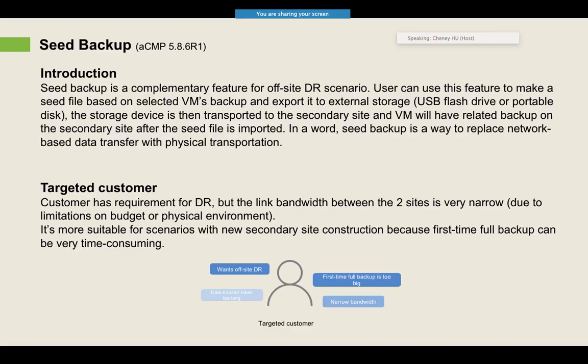So that is why we came up with this seed backup feature. With the seed backup feature, for the first backup transmission from primary to secondary side, you can use a portable drive or a USB flash drive. Just insert it into the primary aCloud cluster and export the first full backup data. After that, you just take a taxi or drive your car to the secondary side with the portable disk. And then after you arrive at the secondary side, you just go there.